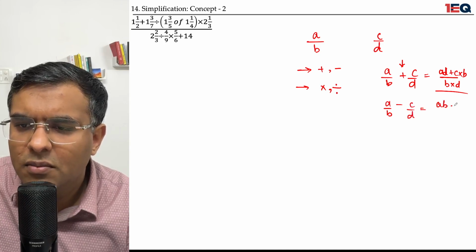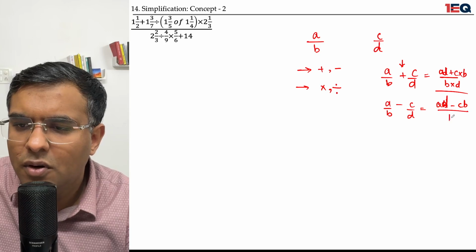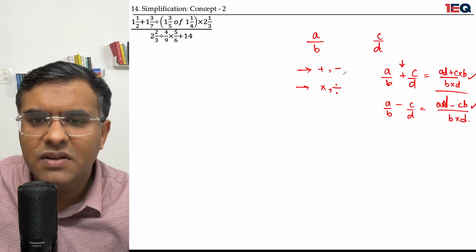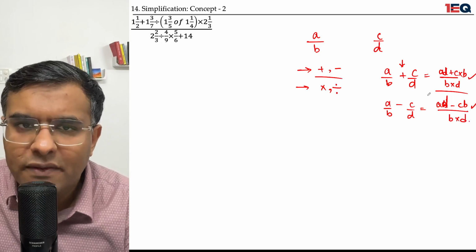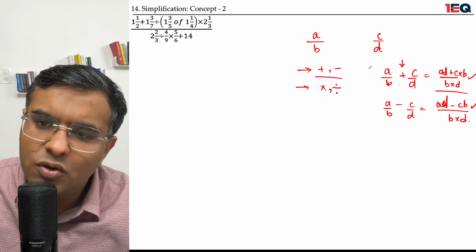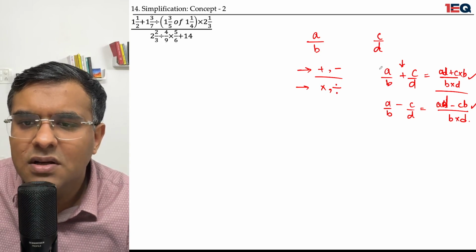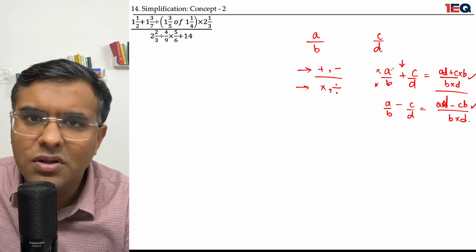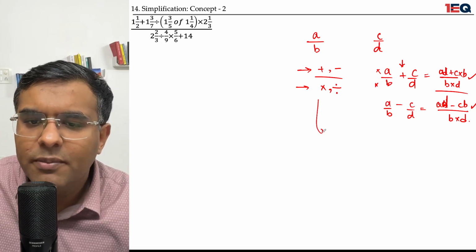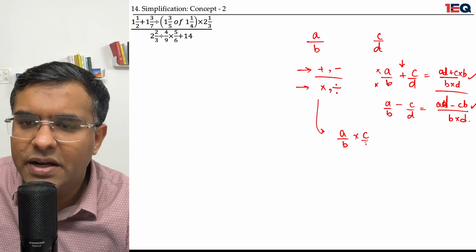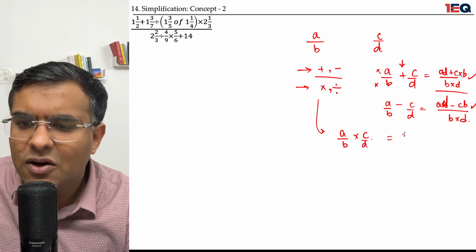Okay, so ad minus cb whole upon b multiplied by d. We are pretty clear on this. Whenever there is a plus or a minus, you have to have common denominators, and to do that you will have to multiply the same thing, or the LCM of the denominators, with the terms, both numerator and denominator. Then coming to multiplication, a by b when multiplied by c by d is a very simple operation. The final output which you will have is ac upon bd.